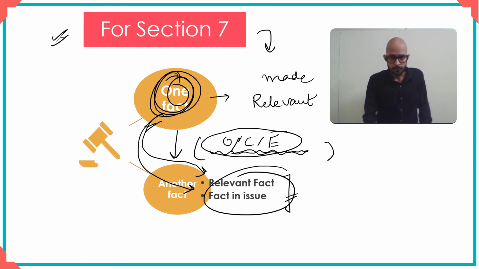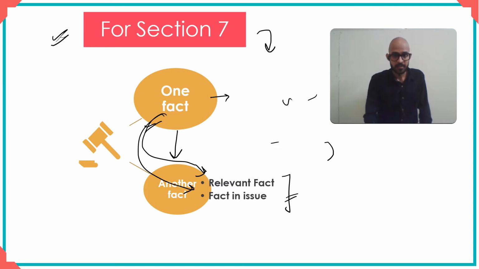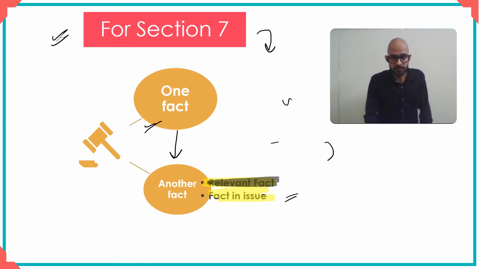I hope you remember that in section 6 you did not have this thing about relevant facts. In section 6 you only had facts in issue. You did not have relevant fact when you were seeing section 6, right? The other fact is only a fact in issue in section 6. Take a moment to have a look at it once again.